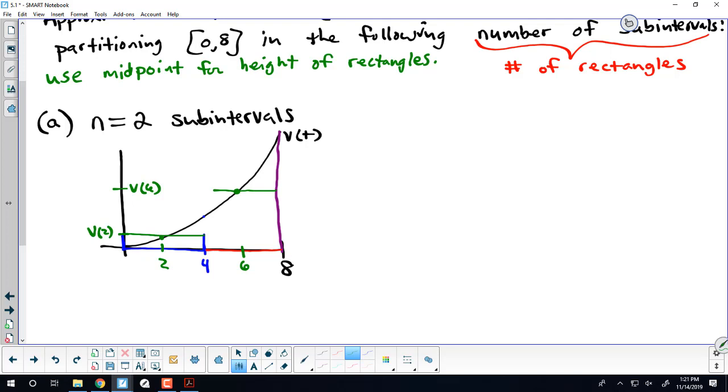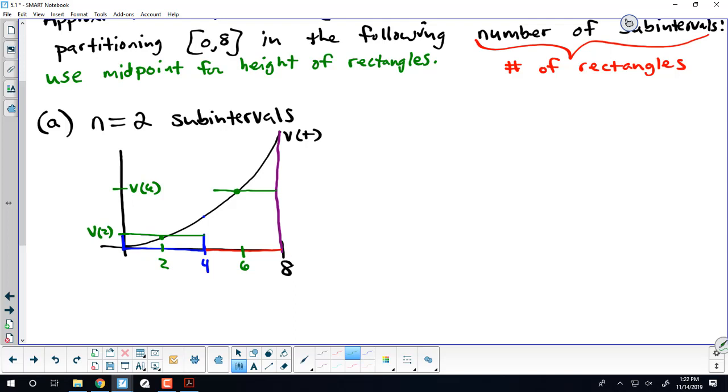So even if we're not given the y value, the height is equal to the velocity, or the function of x, whatever that displacement may be. But if I said use the right endpoint, that would change the height of the rectangle. If I said use the left endpoint, that would also change the height. So at this point, it doesn't matter what you use. Using 2 rectangles to approximate this area is going to be pretty crummy.